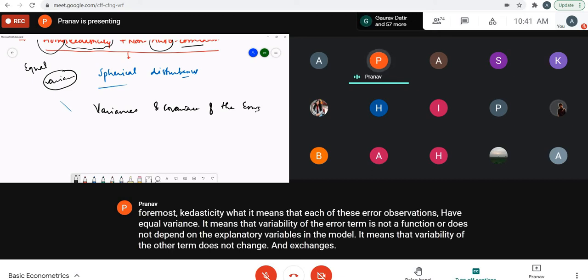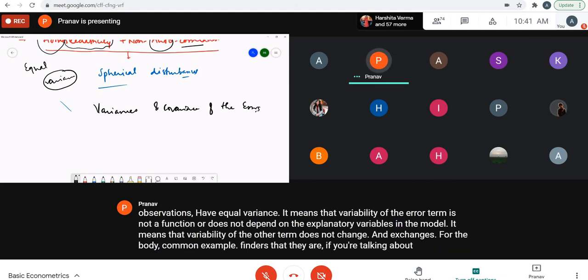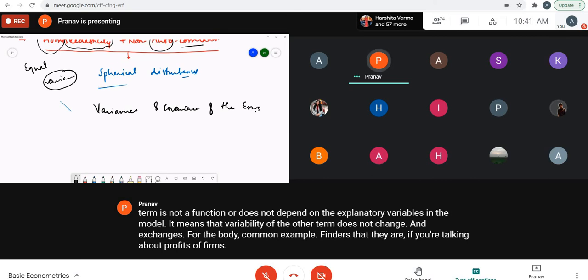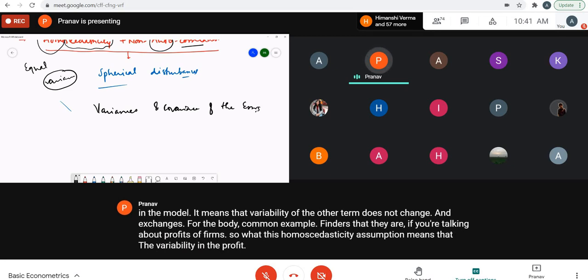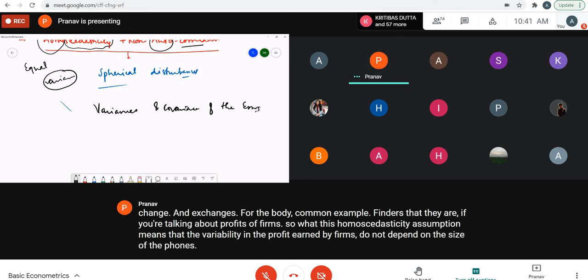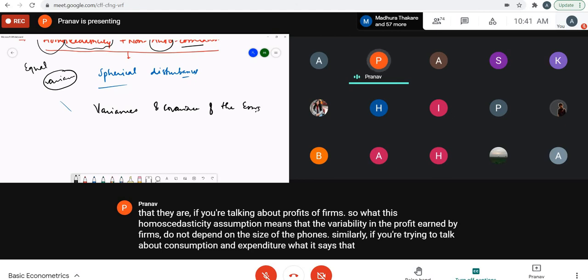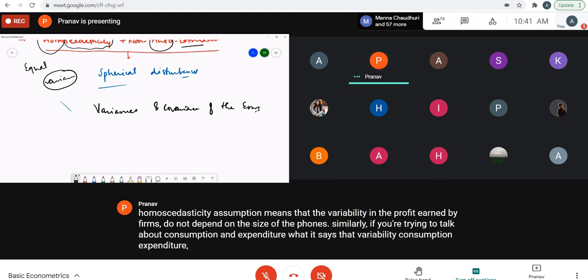You can find a very common example. If you're talking about profits of firms, the homoscedasticity assumption means that the variability in the profit earned by firms does not depend on the size of the firms. Similarly, for consumption expenditure, it says that the variability in consumption expenditure does not depend on the income level of the consumers.